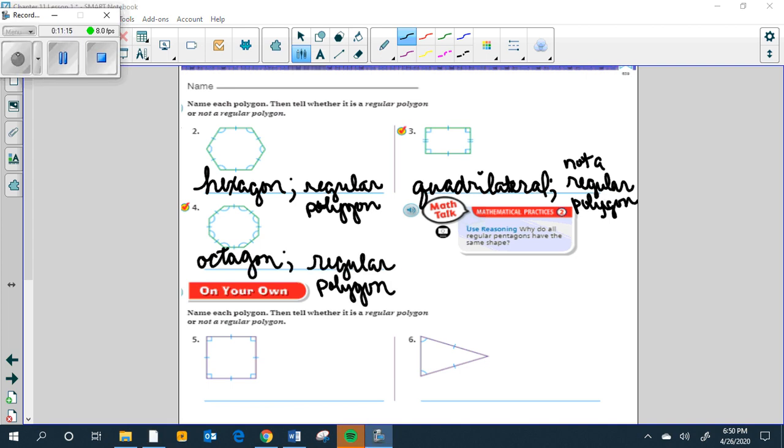On number 4, the polygon is an octagon. Since all of the sides and angles are congruent, that makes it regular. Taking a look at the math talk, why do all regular polygons have the same shape? All angles are congruent on regular polygons, so that means that no matter how many sides they have, they will all be the same shape.